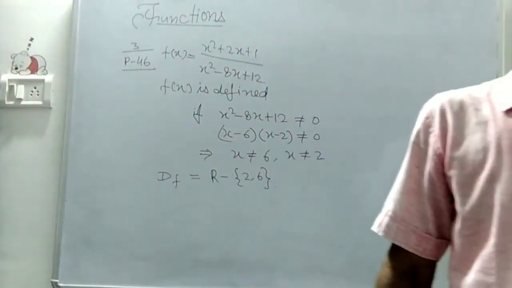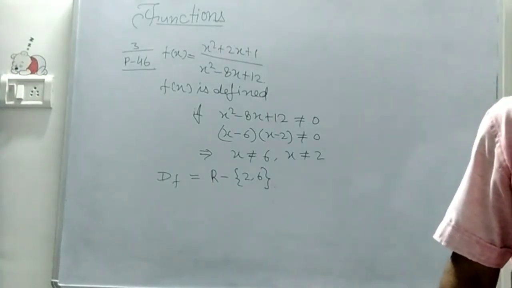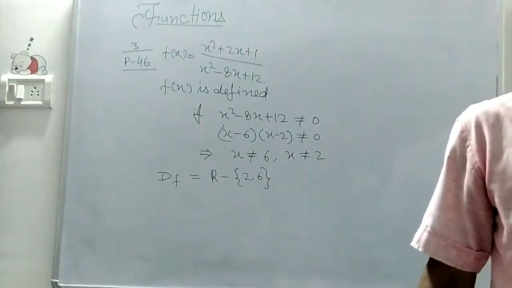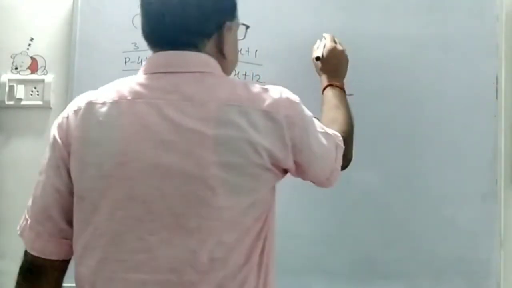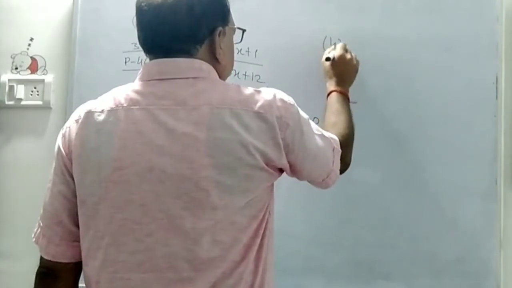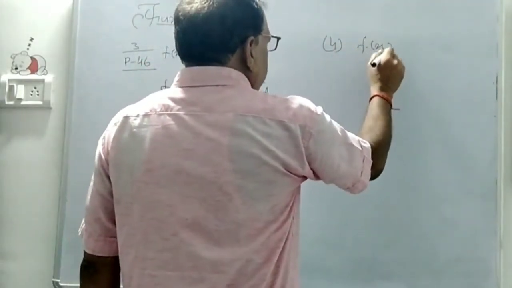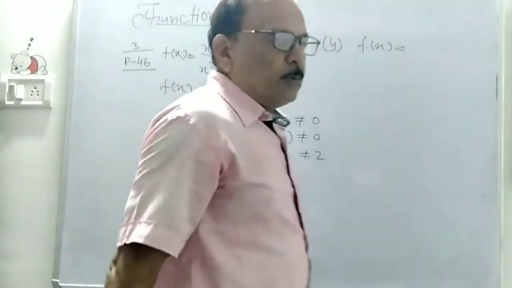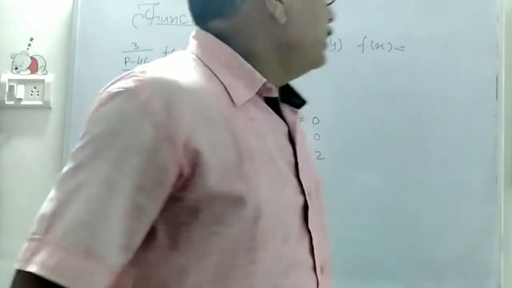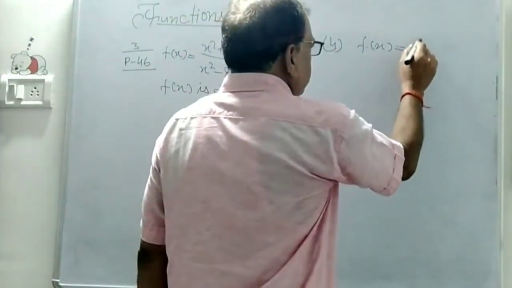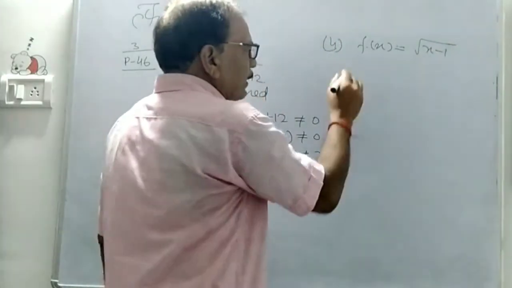ठीक, थर्ड हो गया. क्वेश्चन नंबर 4 हो गया, फाइंड द रेंज ऑफ द फंक्शन. f(x) equal to under root x minus 1. Find the range of the function root x minus 1.